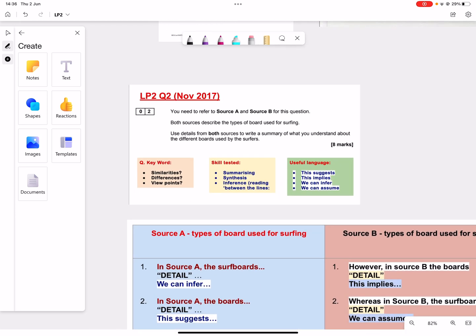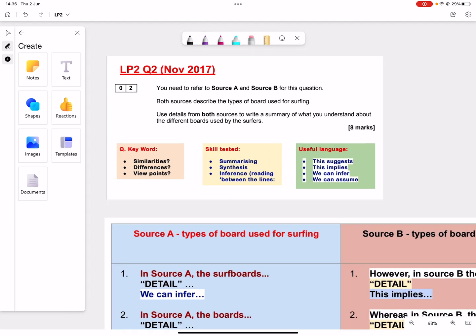Okay, some key information. The key word will be similarities, differences here. So here different boards suggest differences, but it could be similarities, so be careful with that. What are the skills being tested? Summarising, which means summarising what boards are like in source A, comparing them to boards in source B. That's what that synthesis is, bringing the two together and talking about those differences. And the really tricky skill is inference, which means reading between the lines. And if you're going for top marks, where you get a perceptive and detailed response to this question, you need to be doing inference.